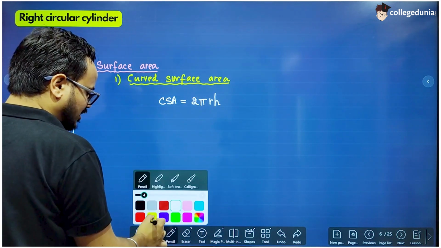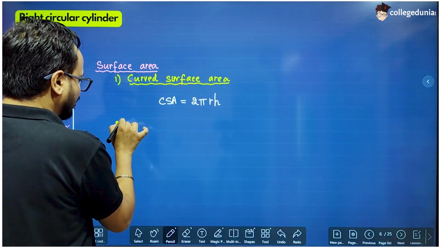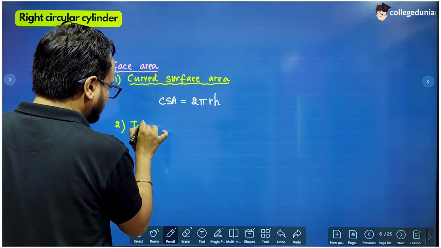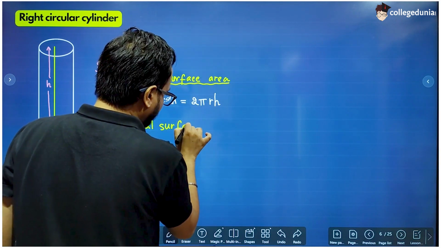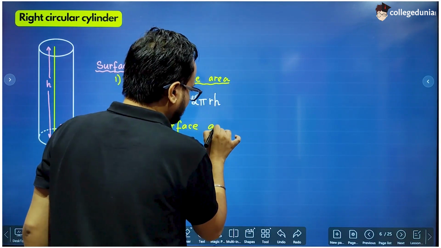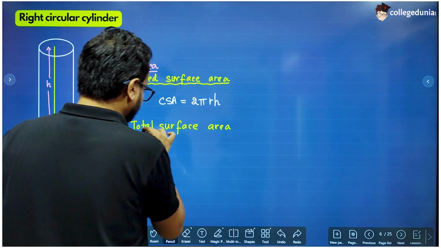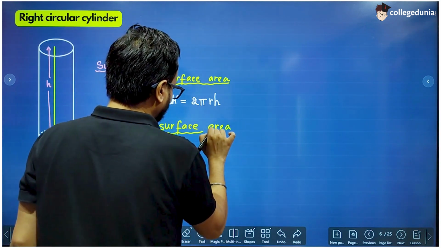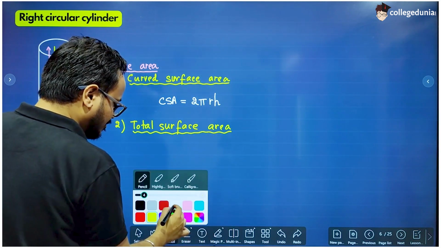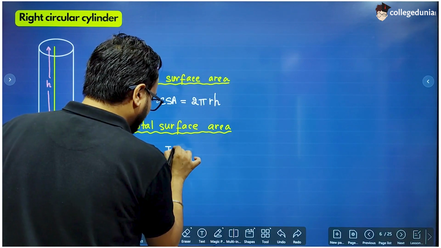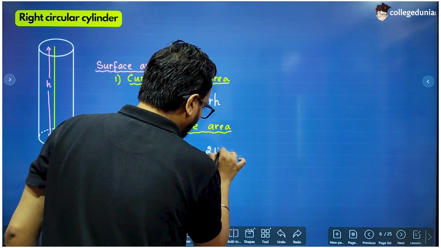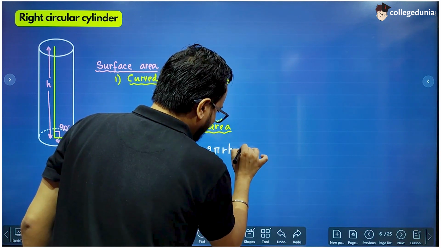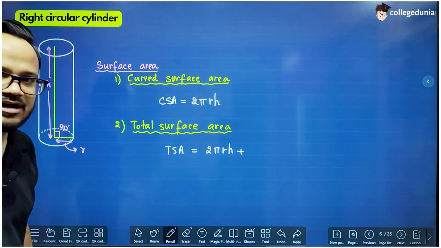H, and total surface area, TSA. Total surface area is the area of the curved part plus the area of the flat parts.